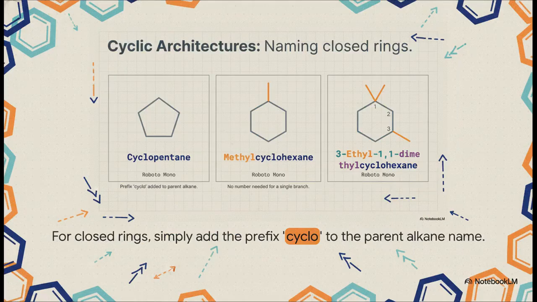The system also works perfectly for molecules that form rings, and the rule for this could not be simpler. You just add the prefix cyclo to the name of the parent alkane. So a 5-carbon ring is cyclopentane, a 6-carbon ring is cyclohexane, and then the numbering rules follow right along, making sure any branches get the lowest possible locants.